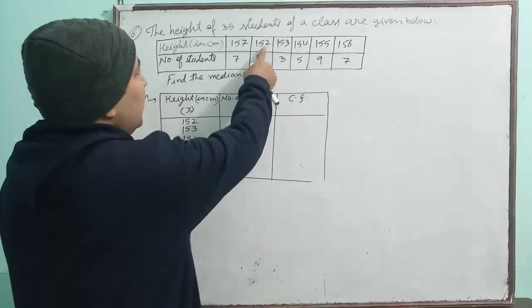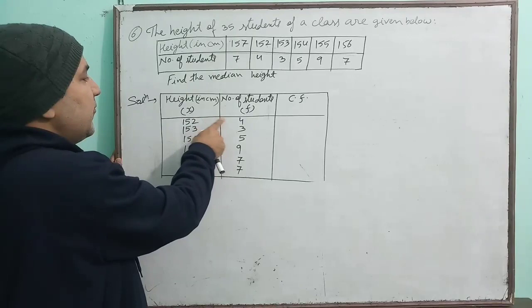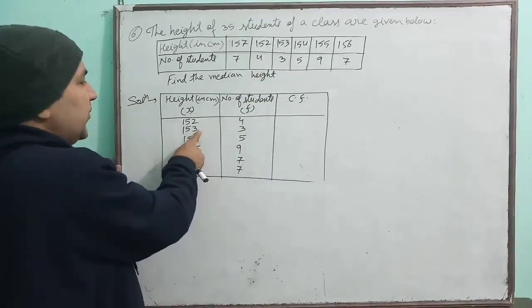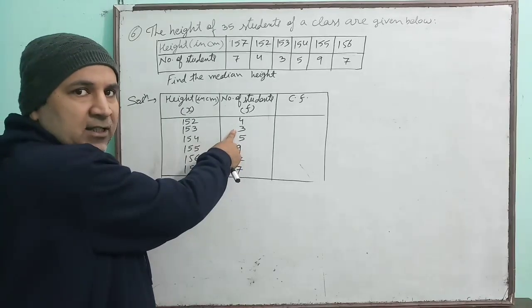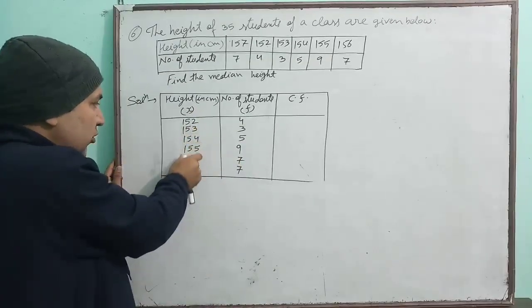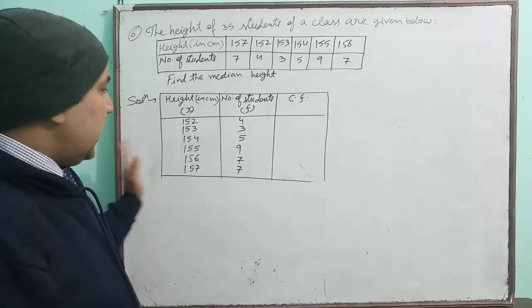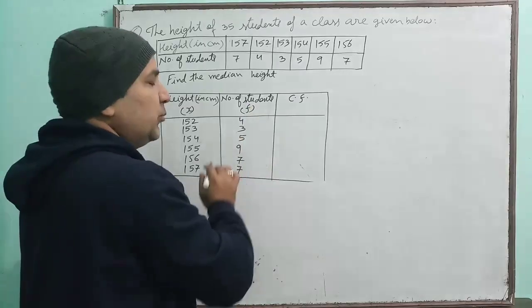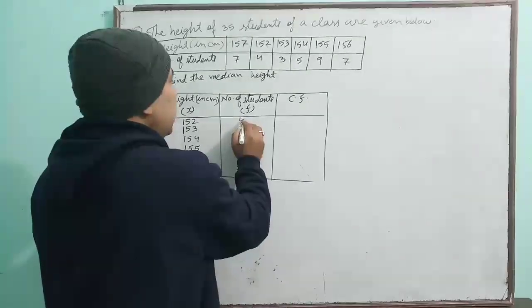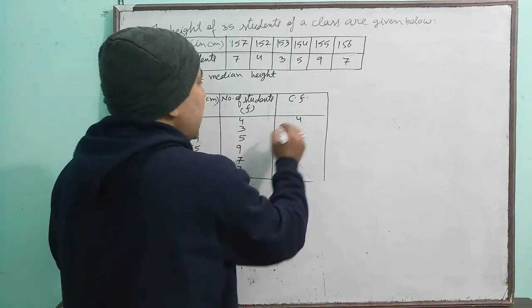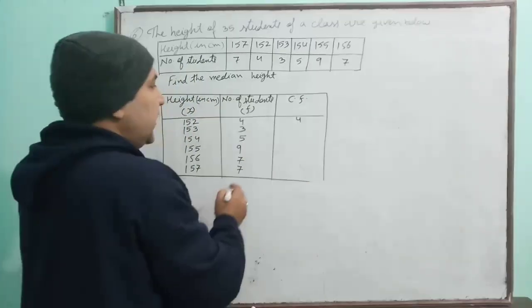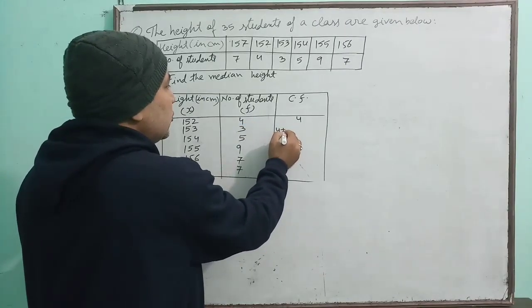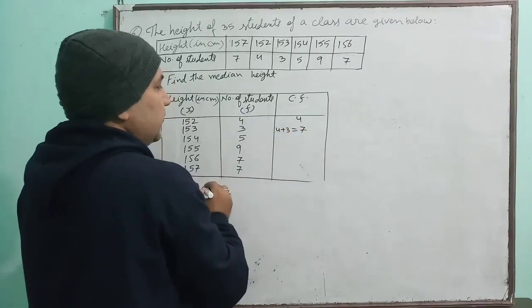The frequency of 152 is 4. Frequency of 153 is 3. Understood? You will arrange your observations in ascending order and then according to that you will write the frequency. Now see what the cumulative frequency is. Children, the first frequency is the same as the cumulative frequency. But the second cumulative frequency is the sum of the first two frequencies. See this one.